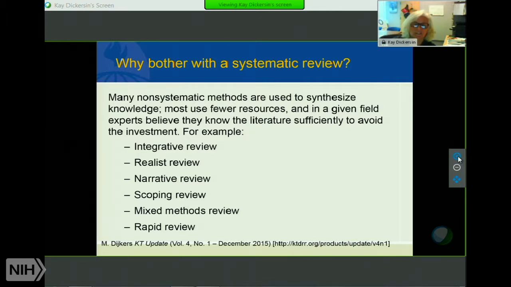It's an observational study. And so a lot of groups out there say, well, we don't have time or the resources to do a systematic review, so we're just going to do a narrative review or a scoping review or a rapid review, all these different types of reviews. And so they use fewer resources. That's true. But the question is, do they give you the, quote, right, unquote, answer? Many experts in a field believe they know the literature so they can avoid doing a full systematic review, but that isn't necessarily true, especially when other languages may be important in identifying all that's known.